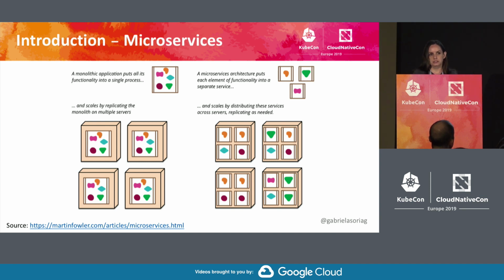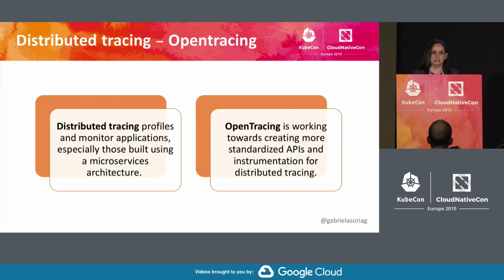This architecture has so many benefits. We can deploy more frequently. We have freedom to choose the right technology for the problem we are solving. But also, this architecture adds some challenges, as for example, understanding the transaction flow from one request through all our system. And that kind of problem can be solved using distributed tracing.